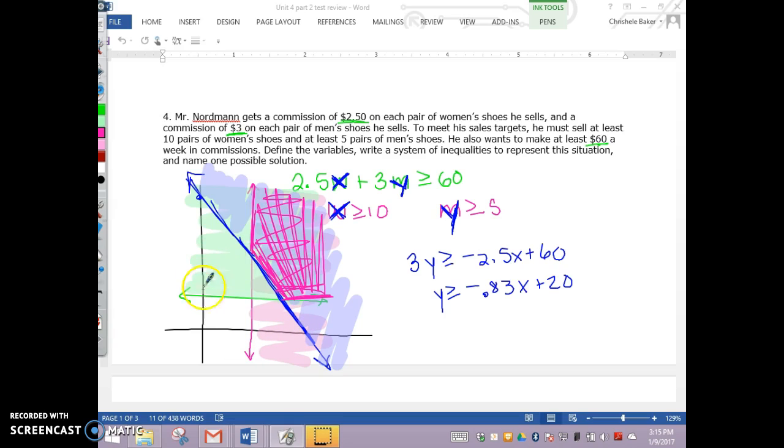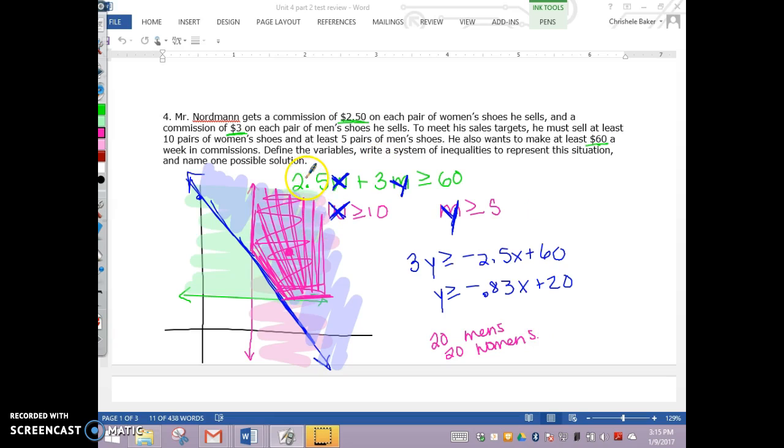And I know this is 5 on the men's. So looks like I need way more than that. I've got to be over like here. So maybe let's say 20 and 20. Let's say 20 men's, 20 women's. Let's see if that works.